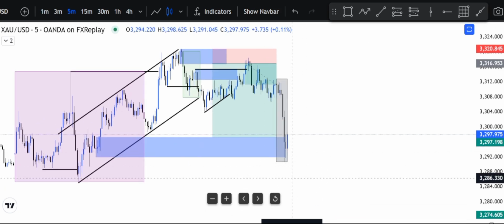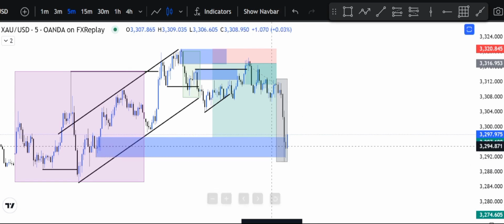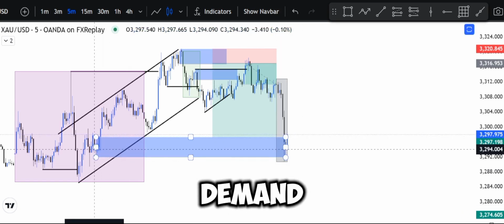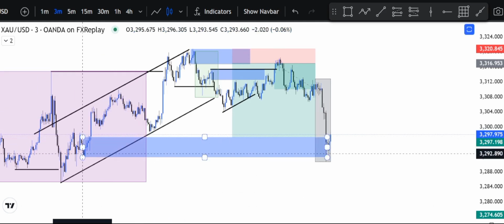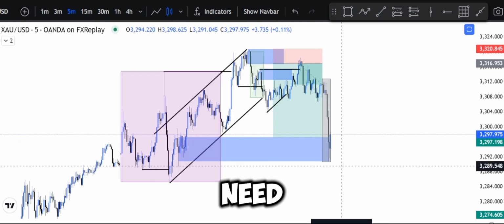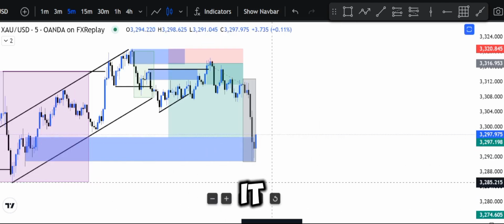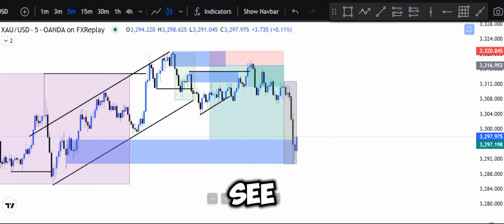TP hit, but the price weakened our demand. So what's going on here? Why did it weaken? Maybe this is the whole zone. Let's see. We need more confirmation. If it breaks it, then we are getting a new inducement of this low. Let's see what happens.